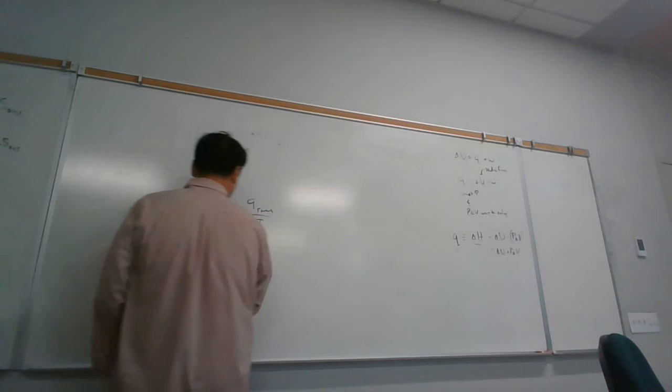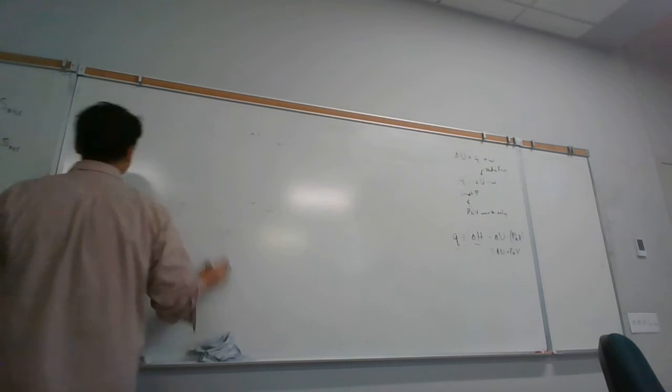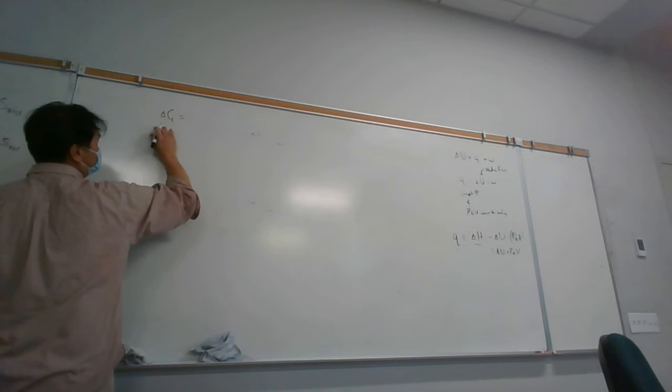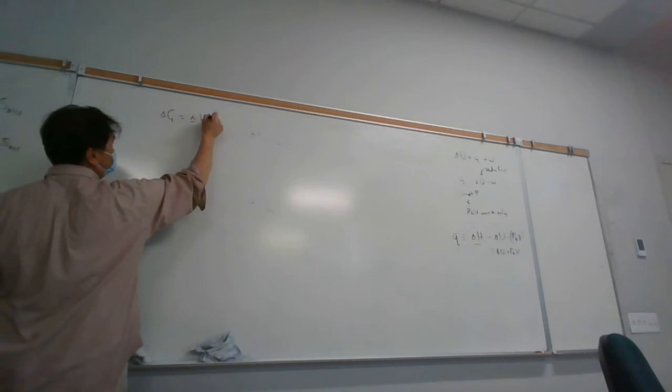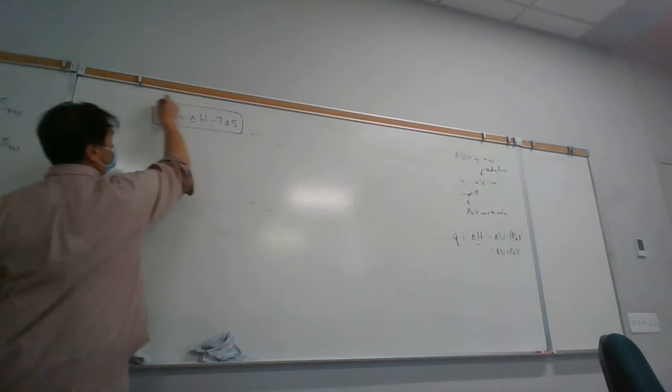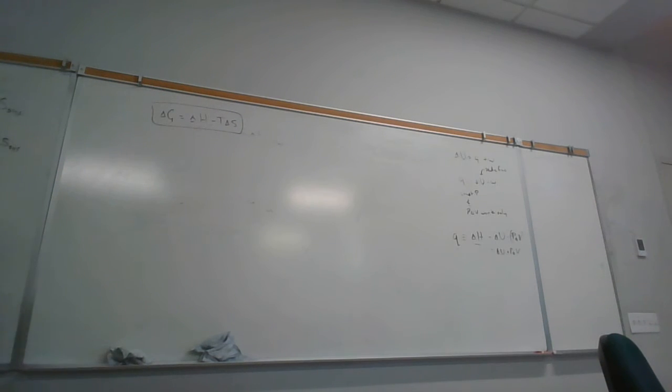So the second law of thermodynamics can be stated in different ways. This is an alternate way of stating the second law of thermodynamics, and that is delta G is equal to delta H minus T delta S. For spontaneous processes, we need a delta G that's negative.